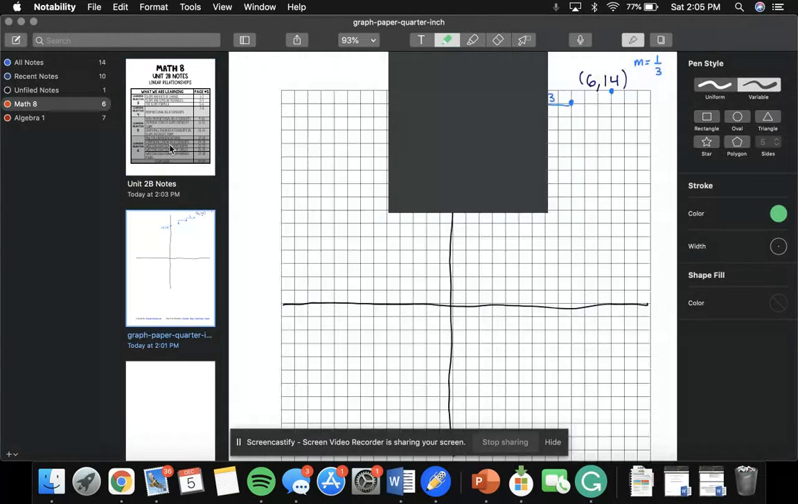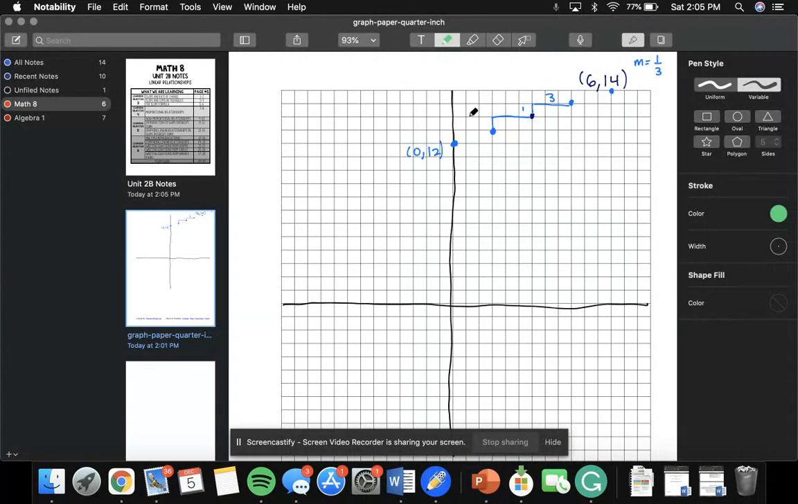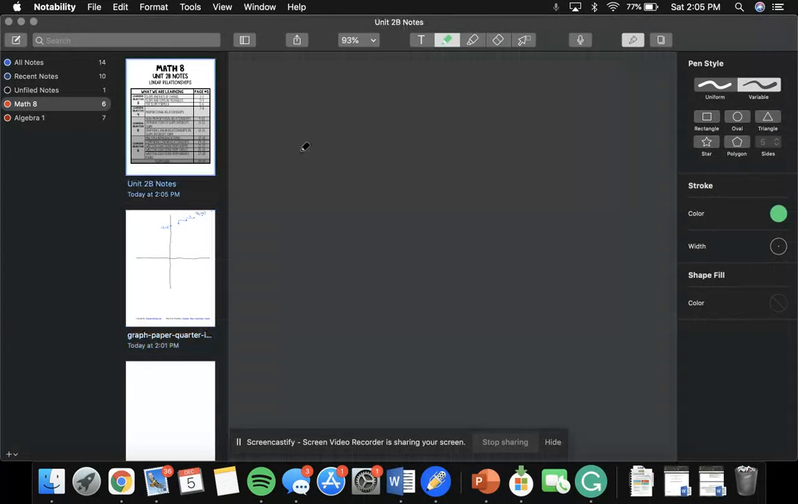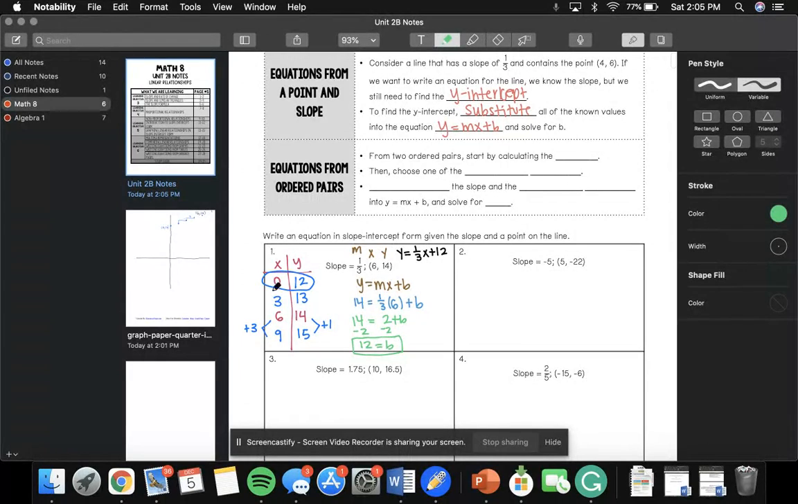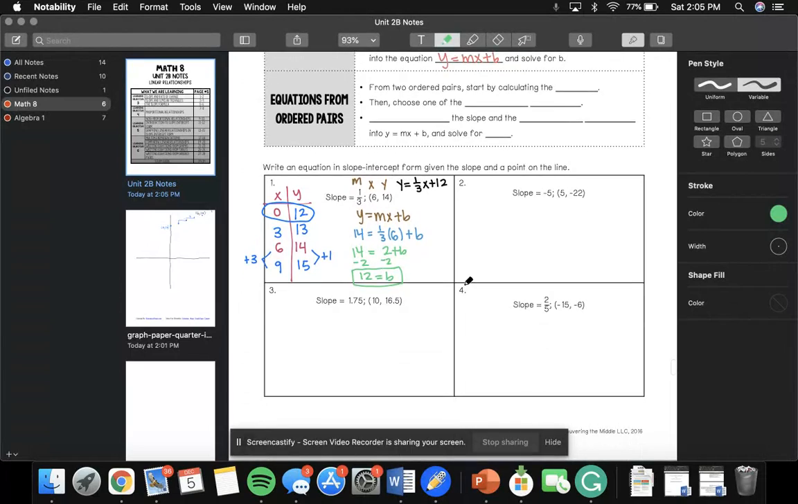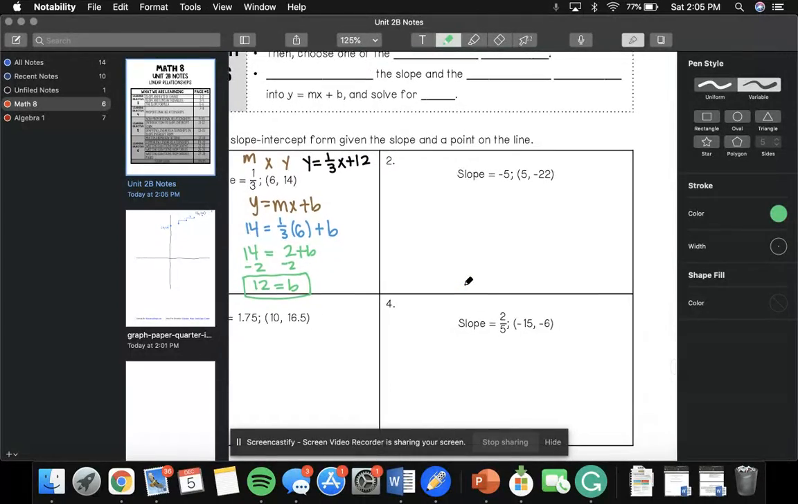Do you want to get a piece of graph paper out every single time and graph it? Do you want to use a table and use your slope and your concepts of starting points to go back to 0? Or would you rather just kind of plug in some numbers and figure out what b is? Okay, so we're going to do a couple more.